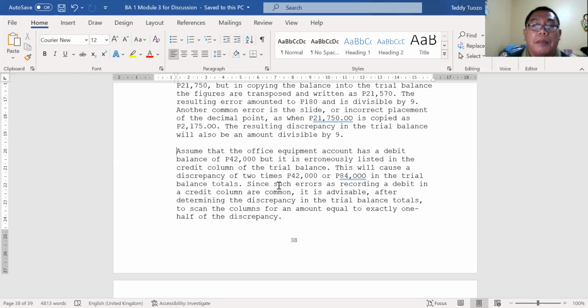determining the discrepancy in the trial balance total to scan the columns for an amount equal to exactly 1/2 of the discrepancy. Or you divide it by 2, an error. Kung divisible by 2, buti pa sabot, it may be nasa job ka na ang debit na butang sa credit or ang credit na butang sa debit column sa trial balance. No? Kung double ang effect.